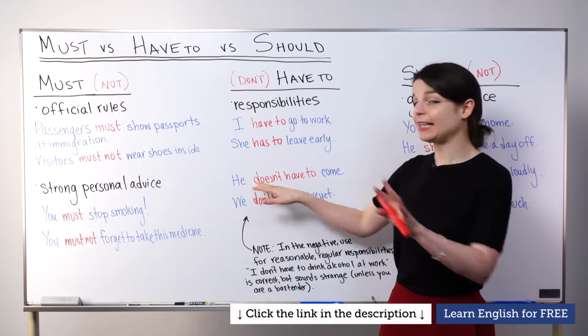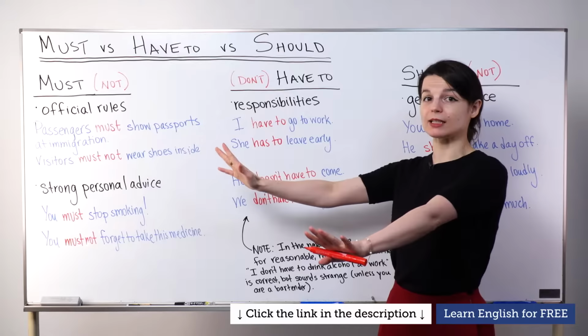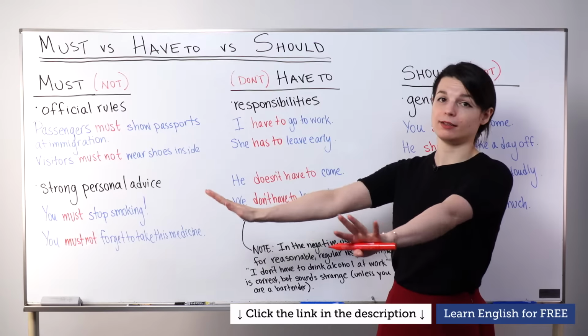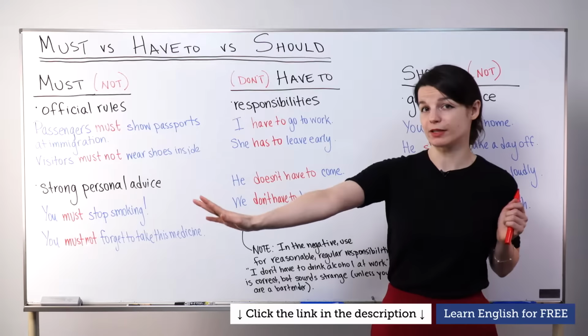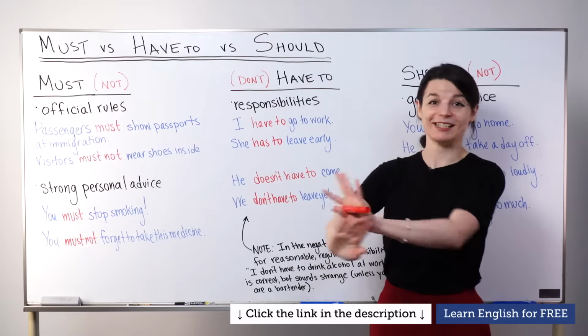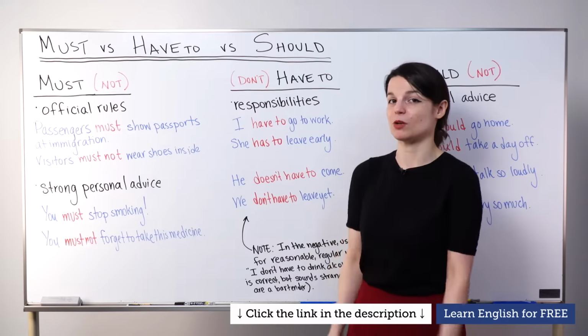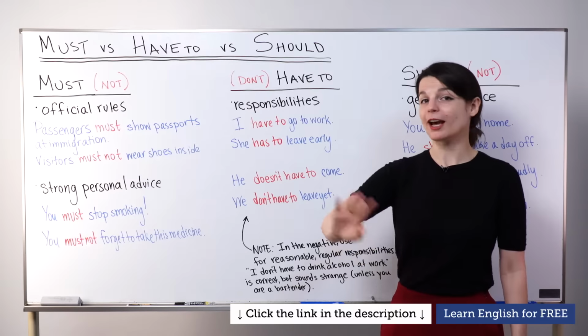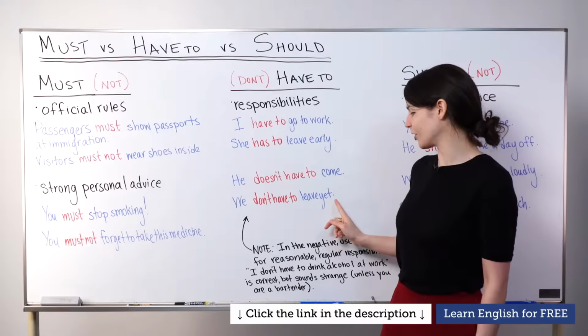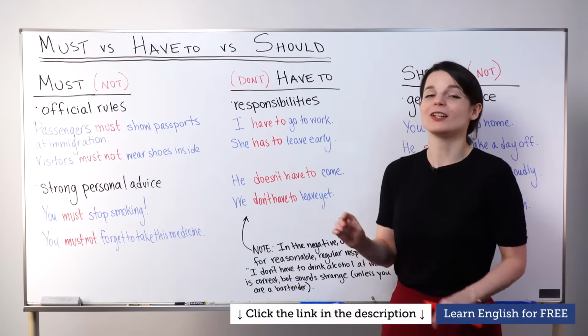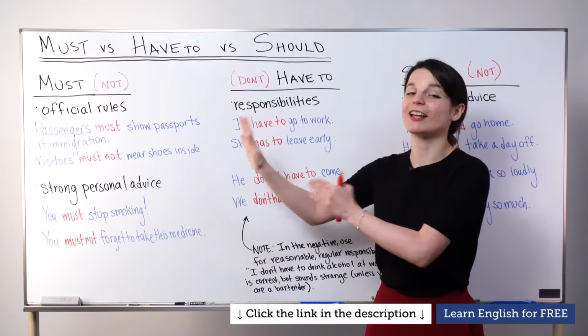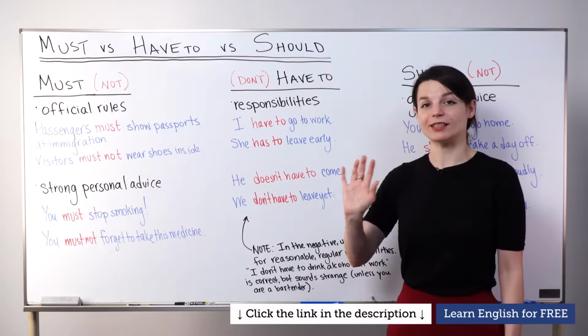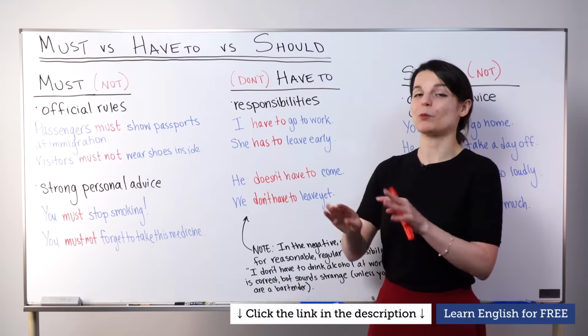This means he has no responsibility to come. It's okay. He doesn't have to come. No responsibility. He can, but he doesn't have to. That's what this communicates. Same thing here. We don't have to leave yet. So yet shows it's okay now. Maybe later. We don't have to leave yet. Again, we can, but we don't have to.